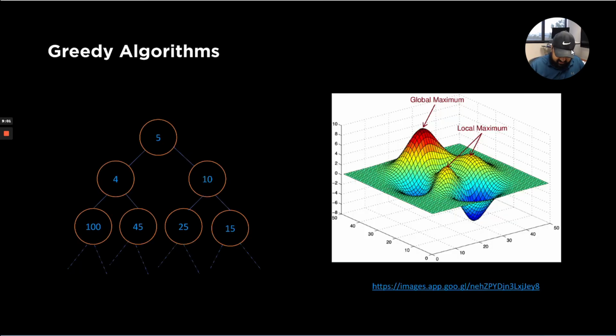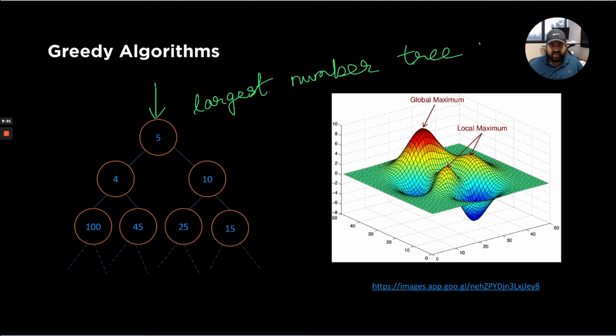So essentially, I'll give you a concrete example. Let's say I give you this binary search tree, and I tell you to write an algorithm to find the largest number in the tree. The tree is really big, so you cannot go to every node, because if you could go to every node, you could just use brute force, right? So you're going to solve this using a greedy approach.